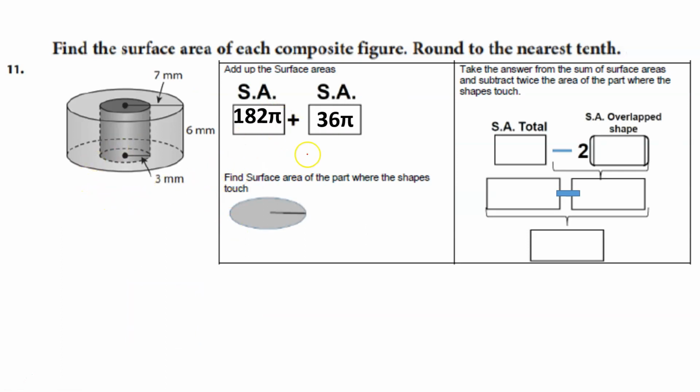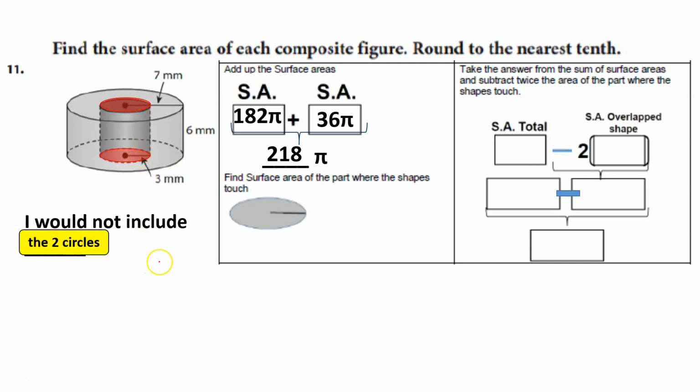All right, so we found the surface areas for both those. First thing I want to ask you is let's add those two things together. Hopefully you added that and got 218 pi. Now notice that I would not include those two circles there. So we're going to find the area of that inner circle, which has a radius of 3 millimeters, not 7, 3. So let's plug this in and work that out. That would be about 9 pi.